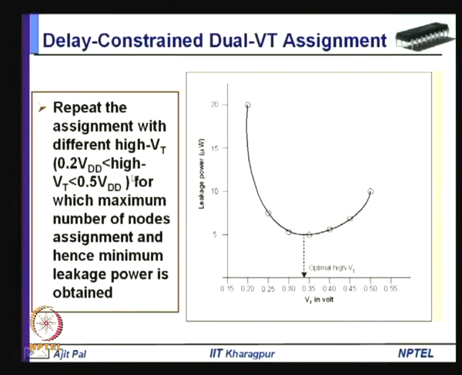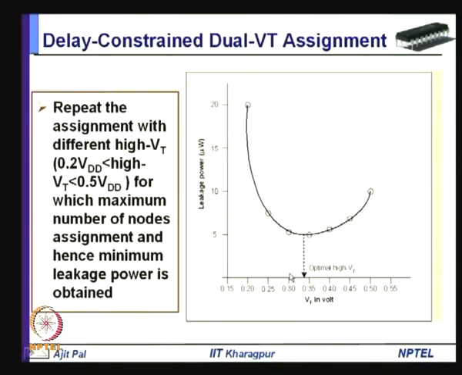So, using this approach, the assignment of high VT is repeated in this range, for which the maximum number of node assignments occurs, and hence maximum leakage power reduction takes place. And this is how you find the optimal VT, and for a particular example we find that the optimal high VT is close to 0.35 volt.